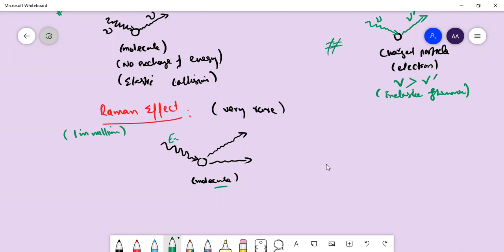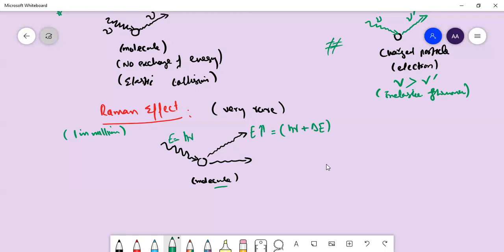For example, if this is the energy, and we can represent energy by h mu, then I can say the energy can either rise. If I represent this arrow as the rise in the energy of the scattered radiation, then the energy will rise by an amount, for example, I will write it as h mu plus delta E.